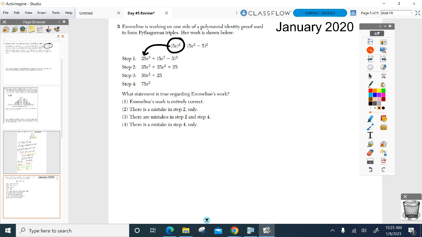She squared this wrong, because what's 5x squared times 5x squared? 25x to the fourth, yeah. But she didn't double distribute, right? Step two, she didn't double distribute. So at least we know step two is incorrect. Let's keep going. Even though we know she did it wrong, we still got to check the rest of her work. Step two to three, how's that look?